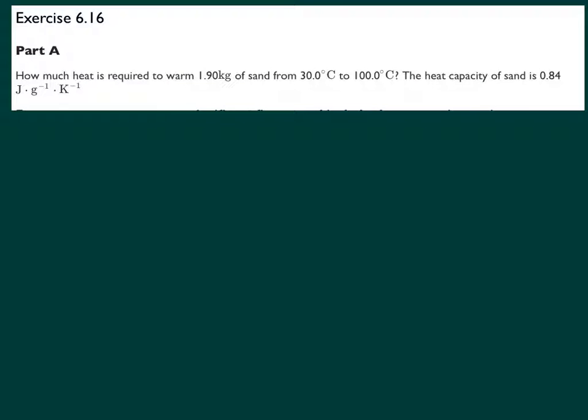How much heat is required to warm 1.9 kilograms of sand from 30 degrees Celsius to 100 degrees Celsius if the heat capacity of sand is 0.84? So we're just solving for what? The Q. Q equals Cs multiplied by mass times delta T. Now, can we just plug in everything without having to do any conversions?